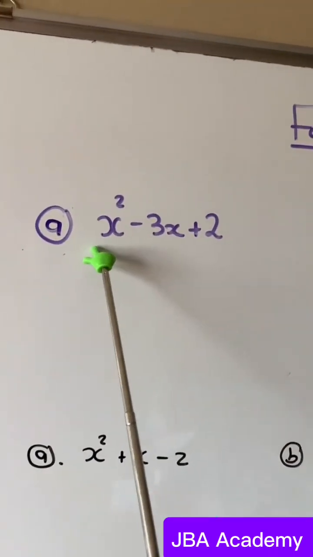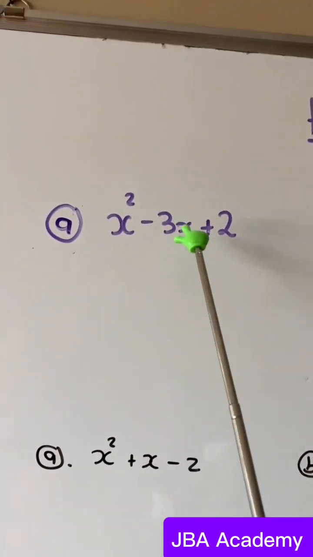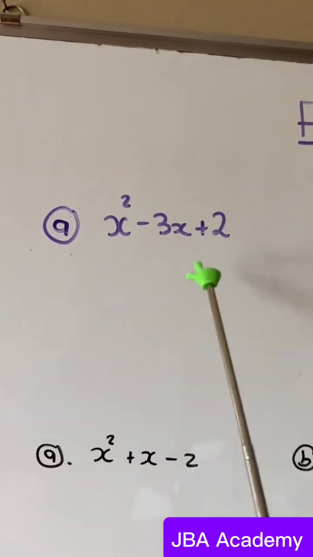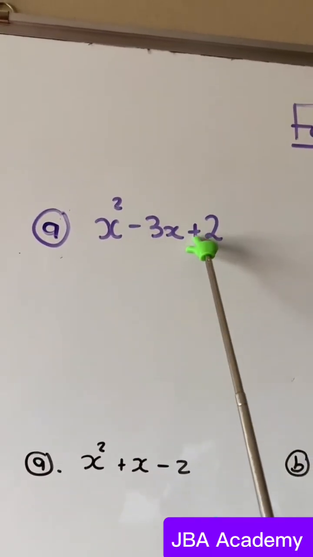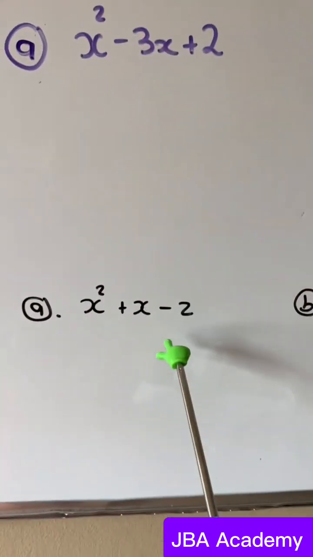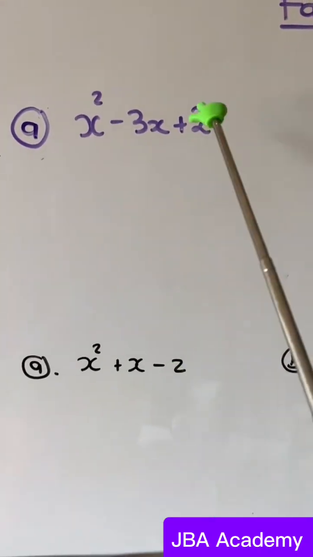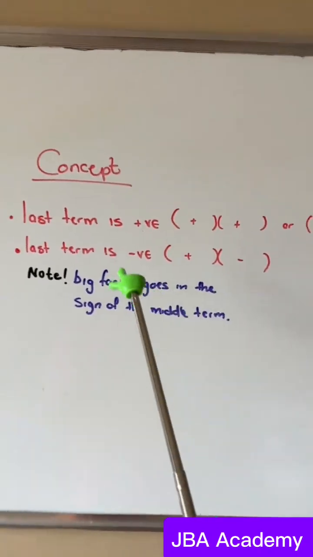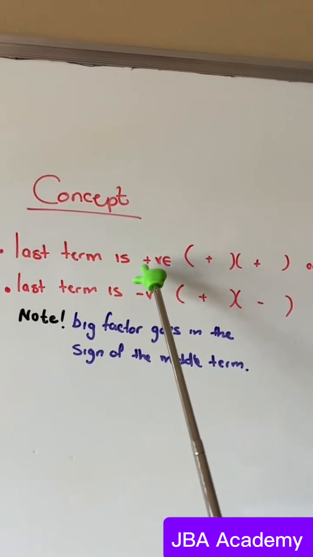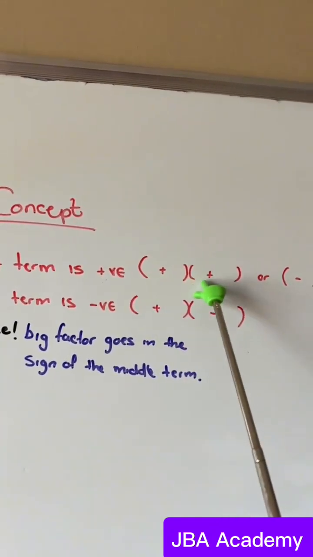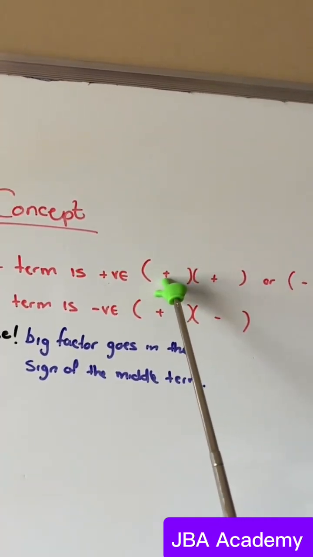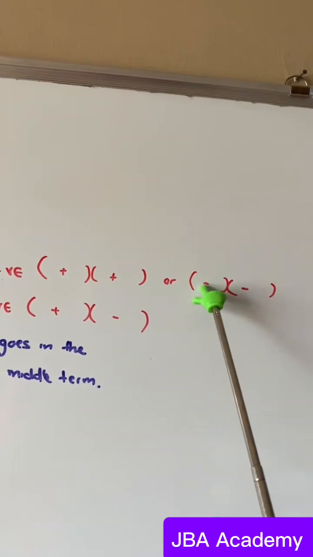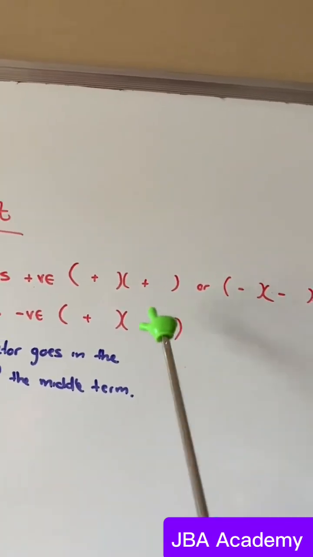Normally you're going to be given an equation or an expression like this and you have to factorize it. Note the important factors are your plus and your minus when it comes to the last term. This is why. If your last term is positive, that means your signs in the brackets will be the same. So it's either going to be a positive and a positive, or a negative and a negative. But then how will you know that?